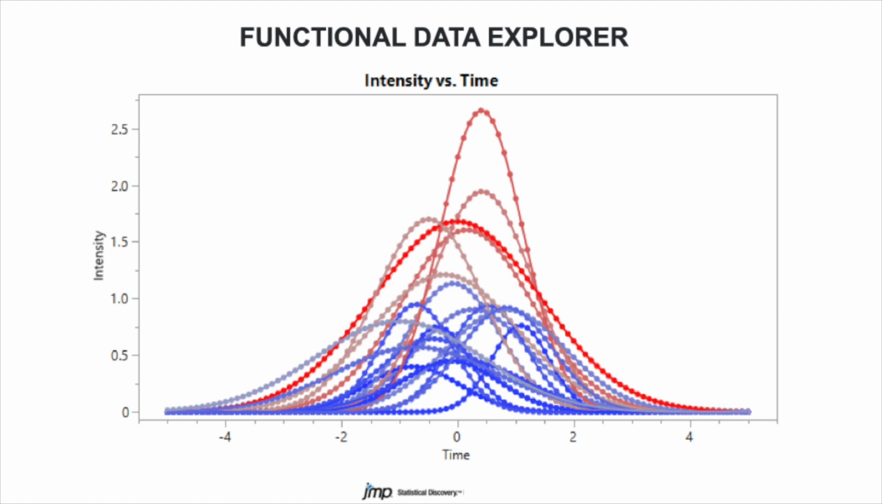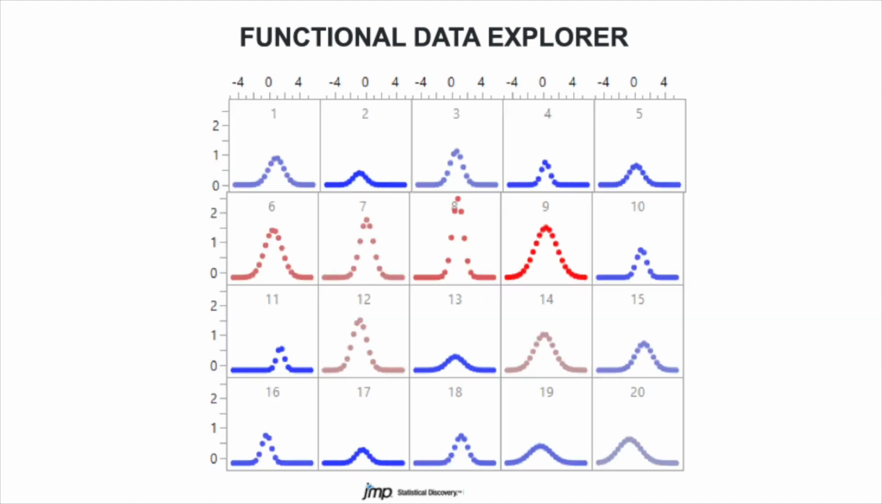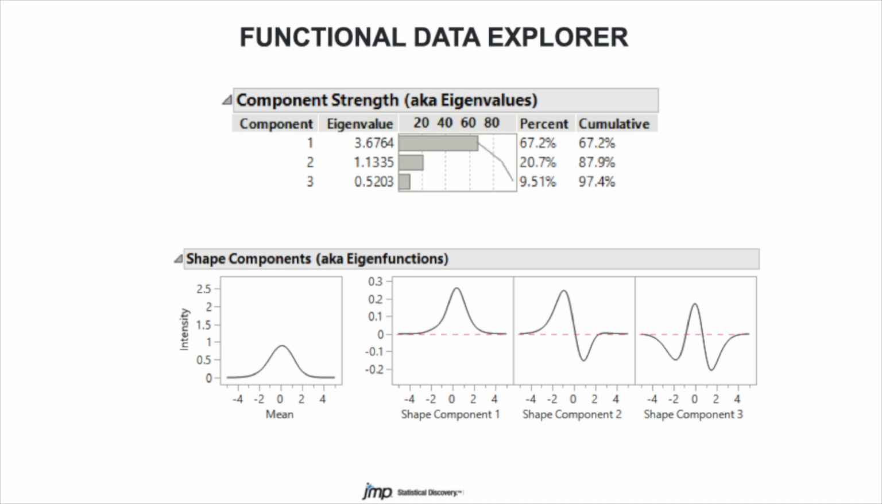I'm going to illustrate this with a pretty simple example that I created a while ago. This is a collection of Gaussian curves where I've randomly shifted the center point of the curve, the width of the Gaussian curve, and the peak height. When we load that into the Functional Data Explorer in JMP, we see a trellis of the individual curves. We can apply a smoother that connects the dots for us, and then automatically it gives us this principal components analysis.